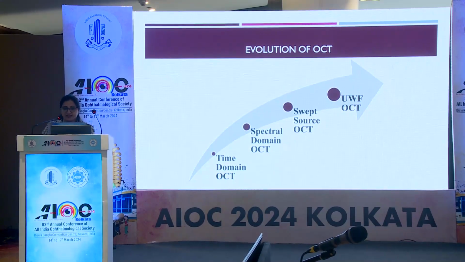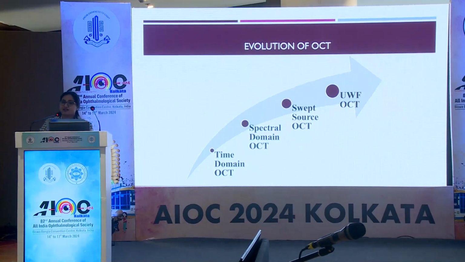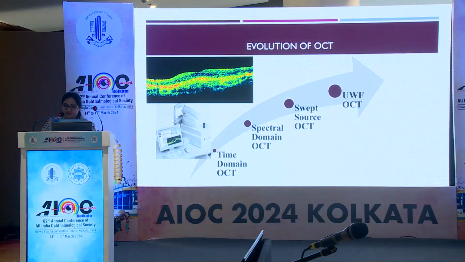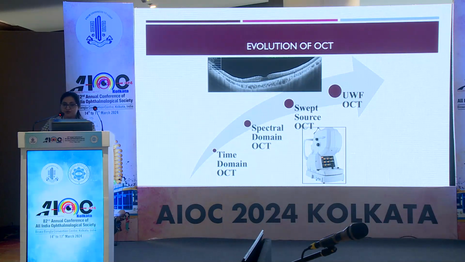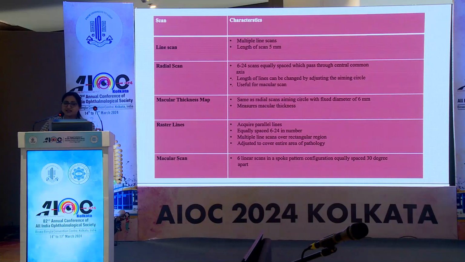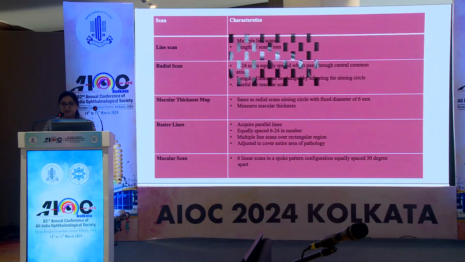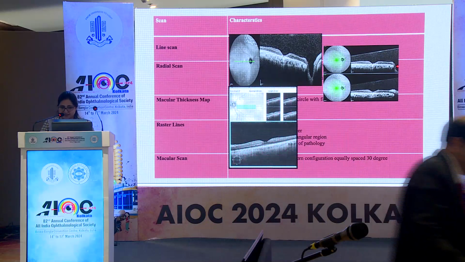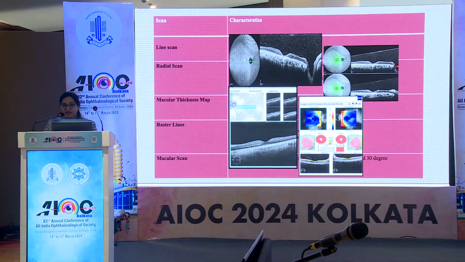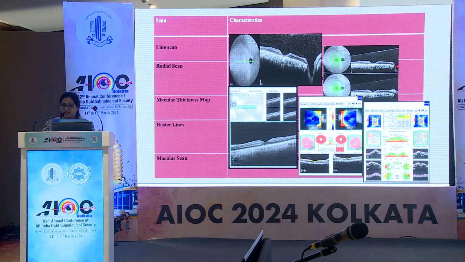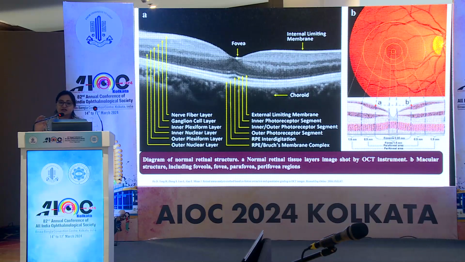As sir had already discussed, OCT has revolutionized and evolved over the past three decades from the time domain to the spectral domain to the swept source OCT and to the ultrawide field OCT. So the scans have already been discussed, but I just want to highlight that it's very important not only to perform an OCT but also to understand which scan to perform to detect which lesion. That is very important. And this is a picture showing the line scan, the raster scan, the radial scan, the macular cube to look for the GCL-IPL complex, and the optic disc cube to look for the RNFL thickness.